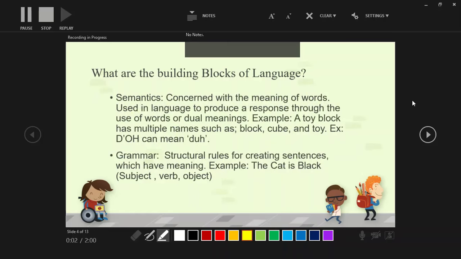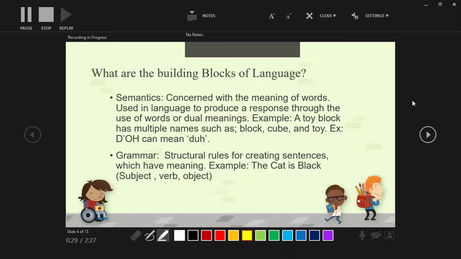What are semantics? Semantics are concerned with the meaning of words. They are used in language to produce a response through the use of words or dual meanings. For example, a toy block has multiple meanings, such as block, cube, and toy. Another example is dough, which can mean duh.